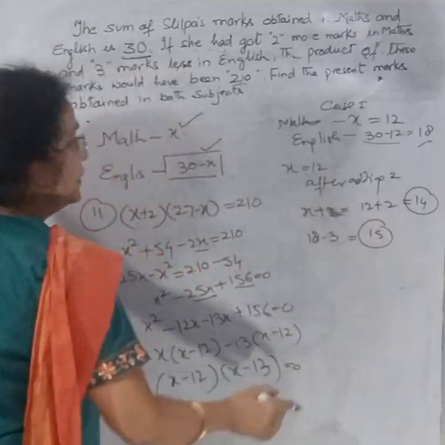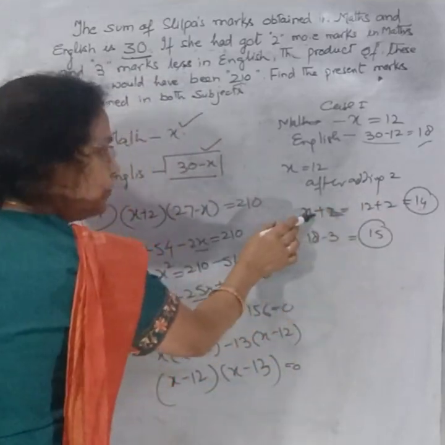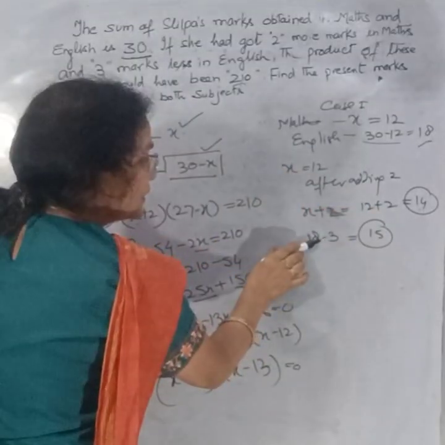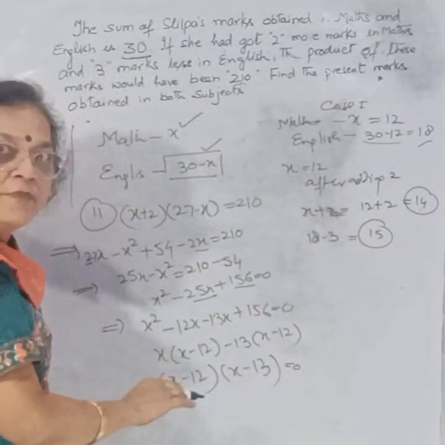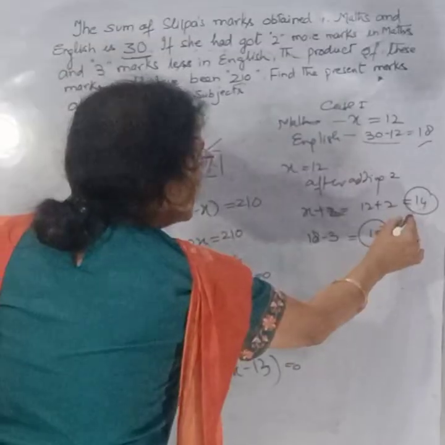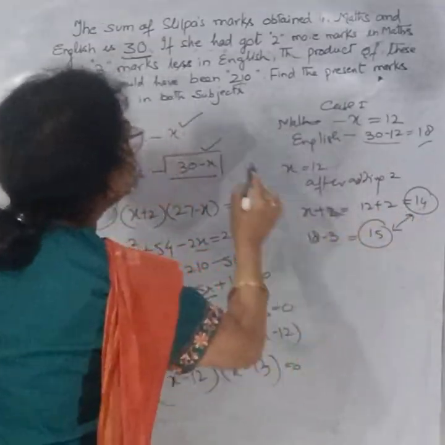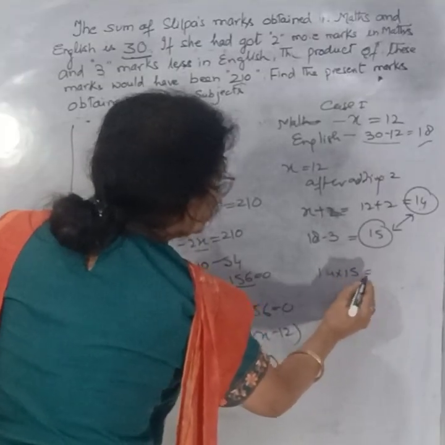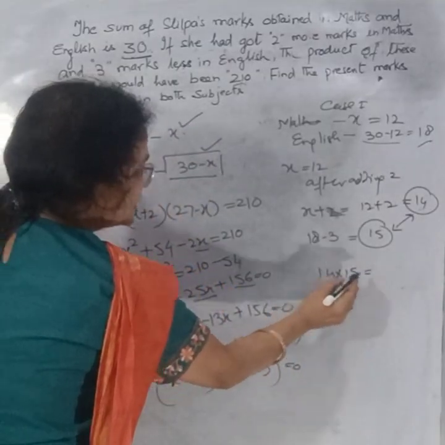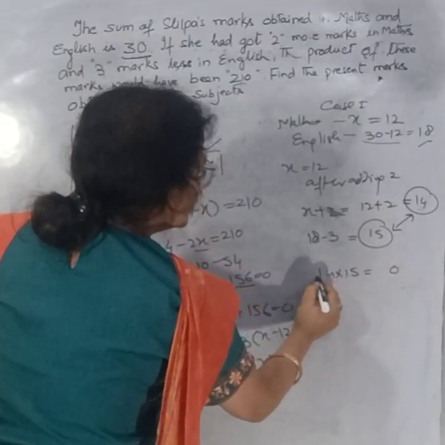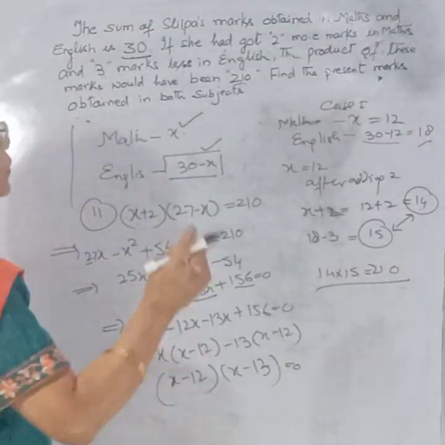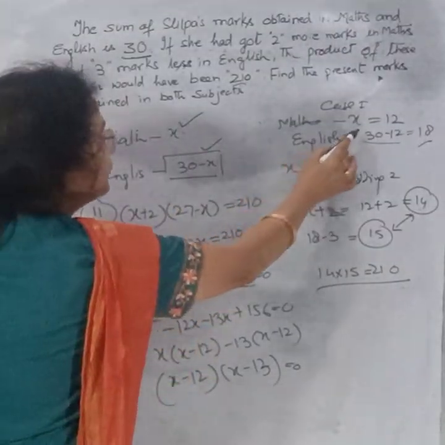It means these are the marks after adding 2 marks when x was 12, and this is after subtracting 3 marks in English, which was 15. Thus the multiplication of these two should be 210. It means 15 into 14 should be equal to 210. 15 4s are 60, carry 6. 15 1s are 15, plus 6, 210. It is very much okay. Now case second. It was the case when x was 12.